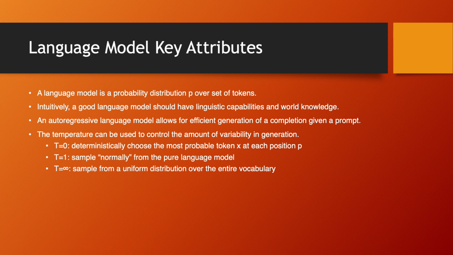For example, if T is equal to 0, deterministically choose the most probable token x at each position. If T is equal to 1, sample normally from the pure language model. And if T is equal to infinity, that means sample from a uniform distribution over the entire vocabulary.